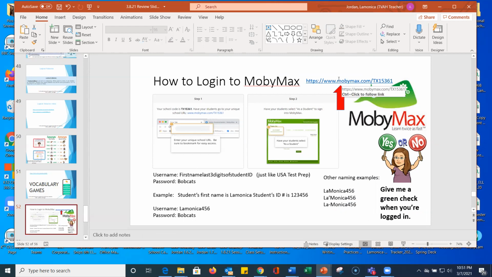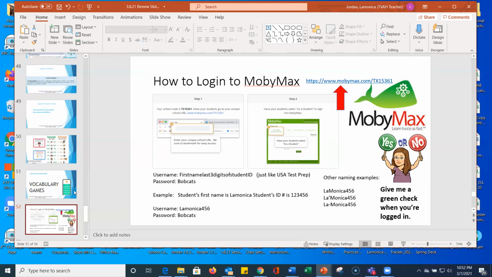So to do that, you need to log into MobyMax. So again, press Control and click there. It will take you to MobyMax. Your first one is going to be your name and student ID, just like in USA Test Prep. So it could be La Monica 456. Be sure that you capitalize the first letter of your name. You are a proper noun, and it should be capitalized. The last 3 digits of your student ID is where I got those numbers. And then the password for everybody is Bobcats. Be sure to capitalize that B.